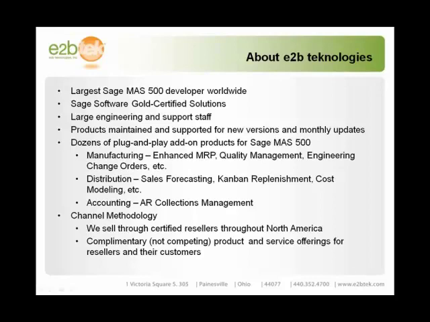These can be grouped into three categories: manufacturing add-ons, such as enhanced MRP, quality management, engineering change orders, and more; distribution enhancements, including sales forecasting, Kanban replenishment, cost modeling, and more; and accounting, with our new AR collections management application.